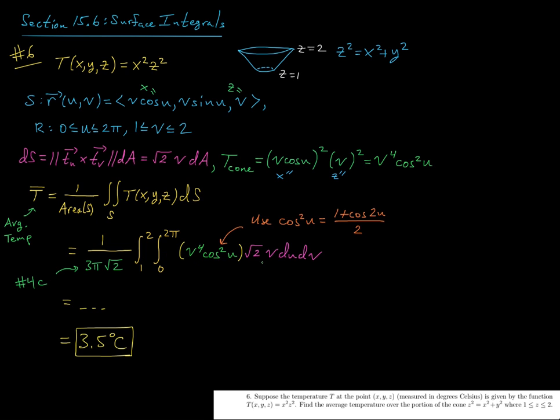Okay, so pretty straightforward integral. For the cos squared, you want to use the identity that cos squared u is (1 plus cos 2u) all over 2. And when you compute that out, you end up getting 3.5 degrees Celsius for the average temperature over this portion of the cone.